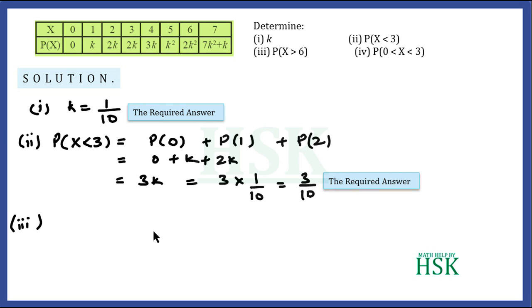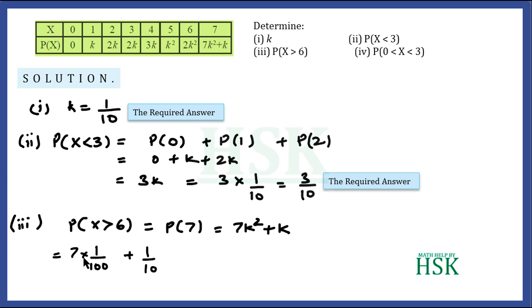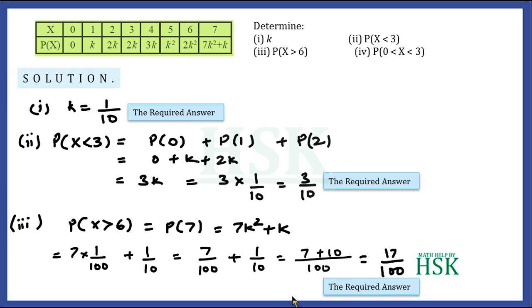In the third part, we have to calculate the probability when X is greater than 6. When X is greater than 6, it can take only one value, that is 7. So this would be equal to the probability of X equal to 7, or P(7). This would be equal to 7k² plus k, which is 7 into 1 by 100 plus 1 by 10, because k is equal to 1 by 10, so k² would be equal to 1 by 100. So this is 7 by 100 plus 1 by 10. On taking the LCM, this will be equal to (7 plus 10) upon 100, or 17 upon 100. This is the required answer for the third part.